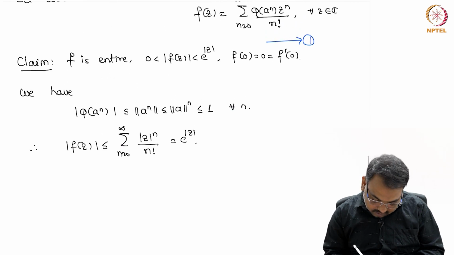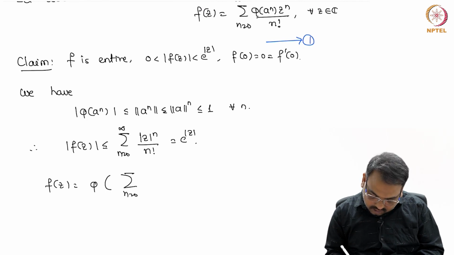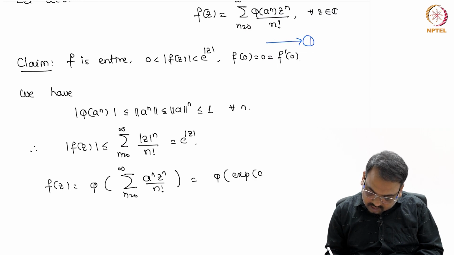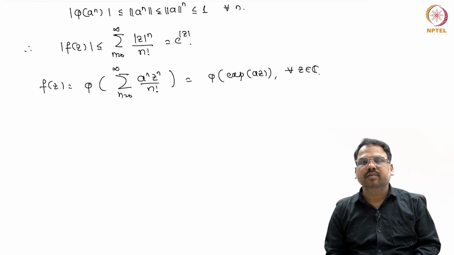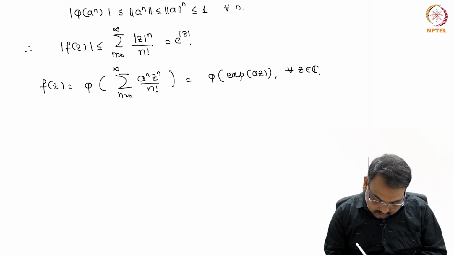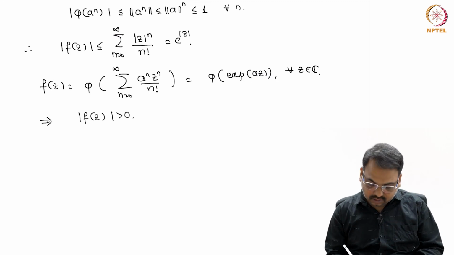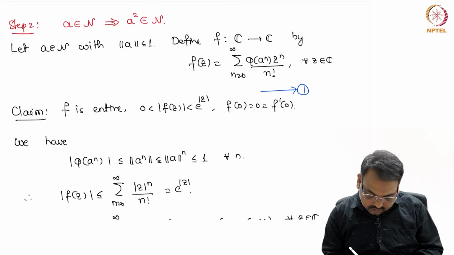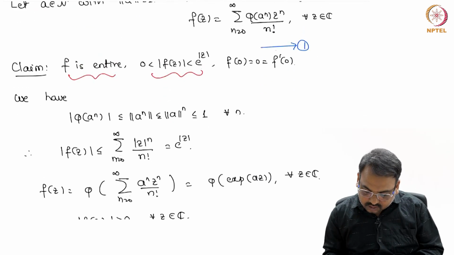Now if you rewrite, f of z can be written as phi of summation n equal to 0 to infinity a power n z power n by n factorial. This is phi of exponential of a z for every z in C. So exponential function does not vanish at any point. So from this we can say that mod f of z is always bigger than 0 for every z in C. So we have shown these two claims.